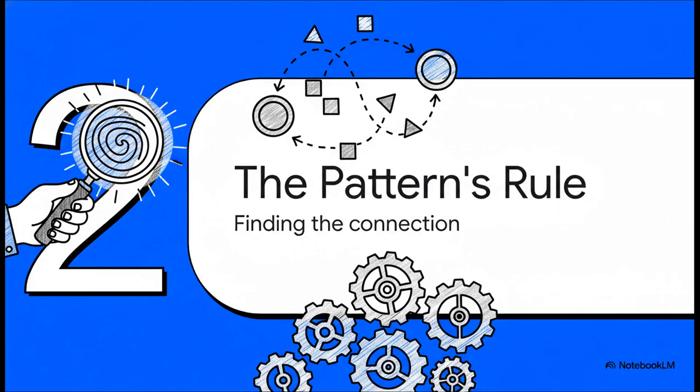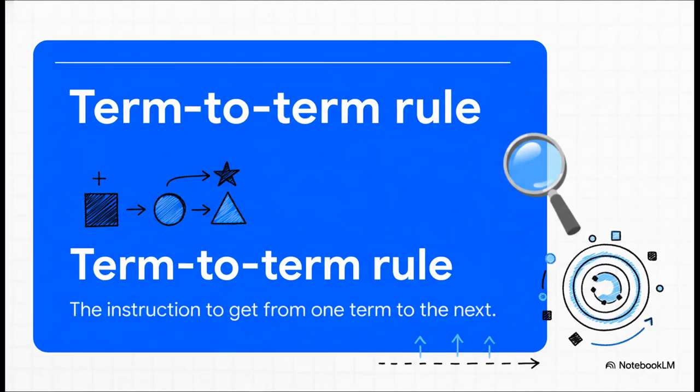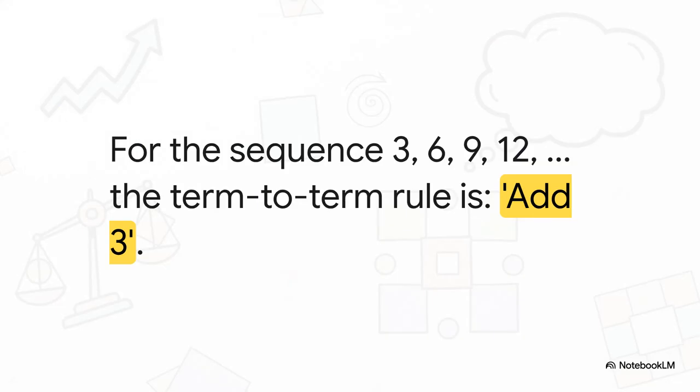Okay, so we know the names of all the parts, but the really powerful idea, the engine that drives this whole thing, is the rule that connects them. What's the exact instruction that's building this entire pattern? That instruction is called the term-to-term rule. Think of it like the secret code, or the DNA of the sequence. It's the one repeating step that creates the entire pattern. So for this sequence, the term-to-term rule is super straightforward. You just add 3. That's it. That's the whole secret code for this pattern. You take one term, add 3, and you get the next one.